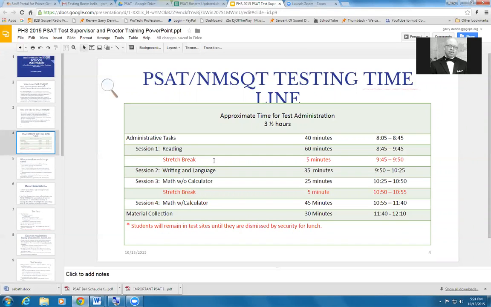It's going to take about 40 minutes to get them all on one page and get that done. After that, the administration will begin, and you have 60 minutes for reading, then a 5-minute break, and then writing, language, and so on. You just follow your script, but this is kind of what it looks like. It's pretty much 2 hours and 45 minutes, but when you add the breaks and the administrative time, it's about 3 hours. Okay.